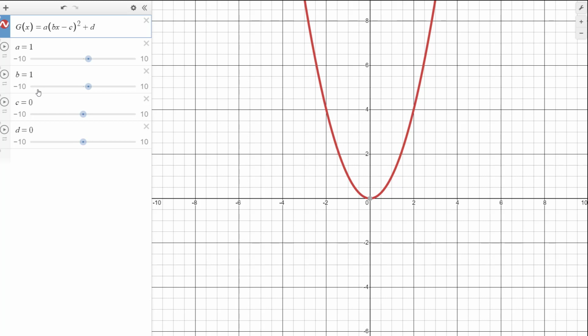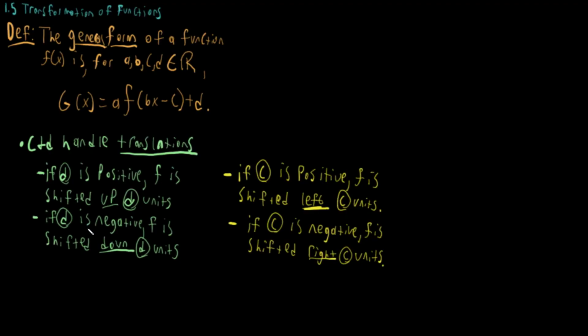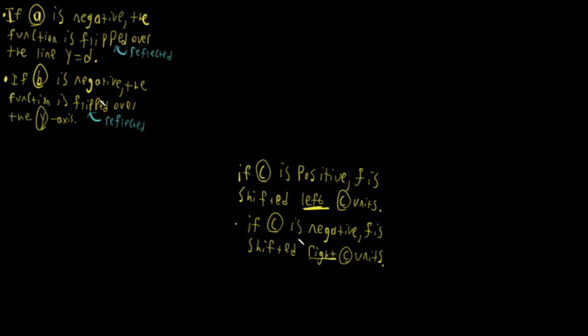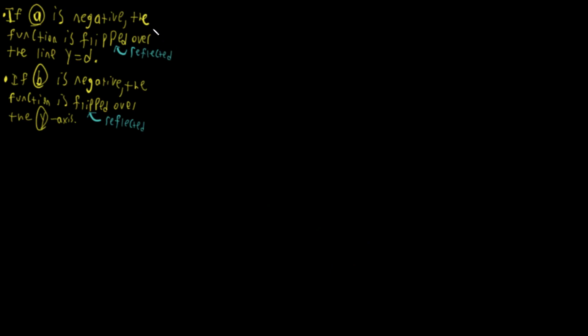And we'll come back to this in just a second when we need to look at what A and B do. But overall, try and remember, if D is positive, we go up. If D is negative, we go down. If C is positive, that is inside of the parentheses, we shift left. If C is negative, we shift right. So if A is negative, the function is flipped over the line y equals D. And if B is negative, the function is flipped over the y-axis.